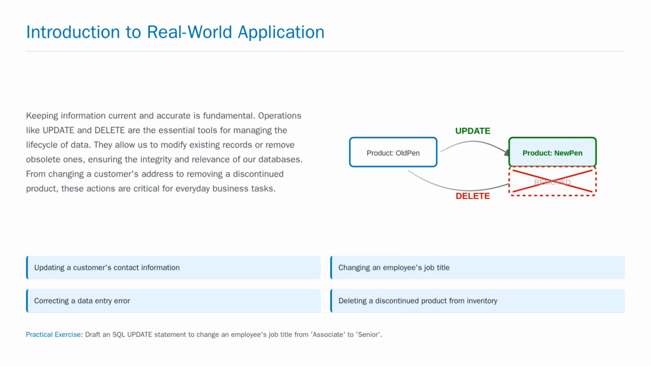Why is this so important? Imagine updating a customer's shipping address after they've moved, or removing a product from your online store because it's been discontinued. These are everyday tasks that rely on update and delete.